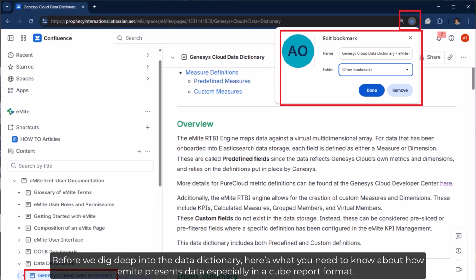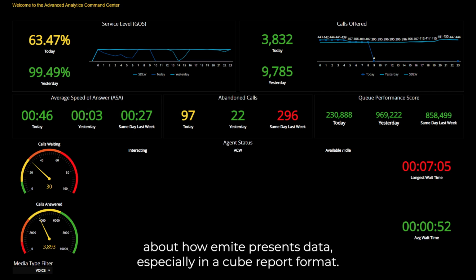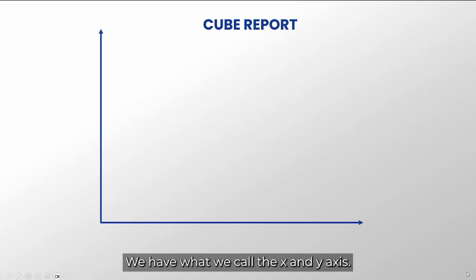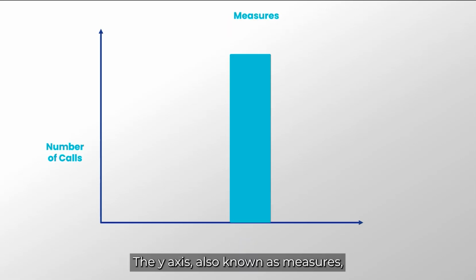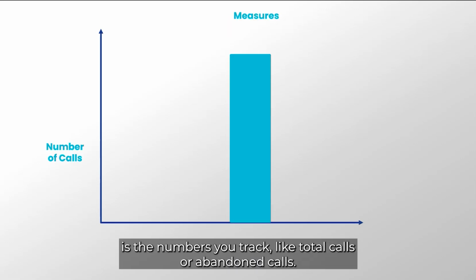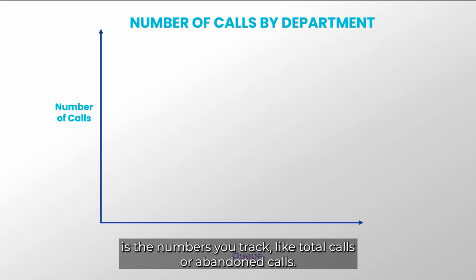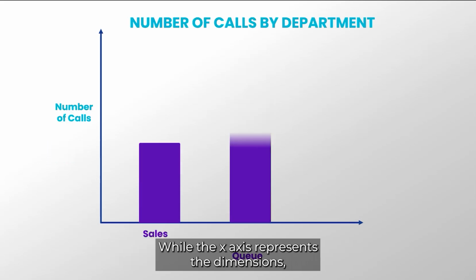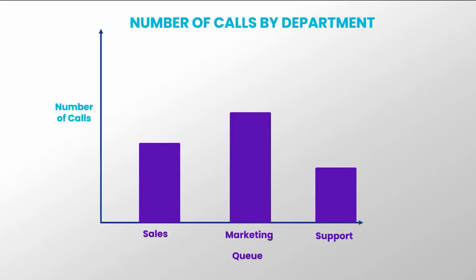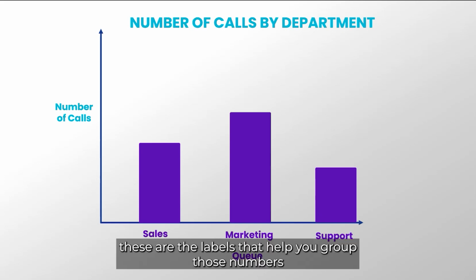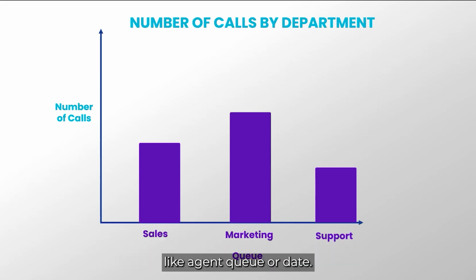Before we dig deep into the data dictionary, here's what you need to know about how emite presents data, especially in a cube report format. We have what we call the X and Y axis. The Y axis, also known as measures, is the numbers you track, like total calls or abandoned calls, while the X axis represents the dimensions. These are the labels that help you group those numbers, like agent, queue, or date.